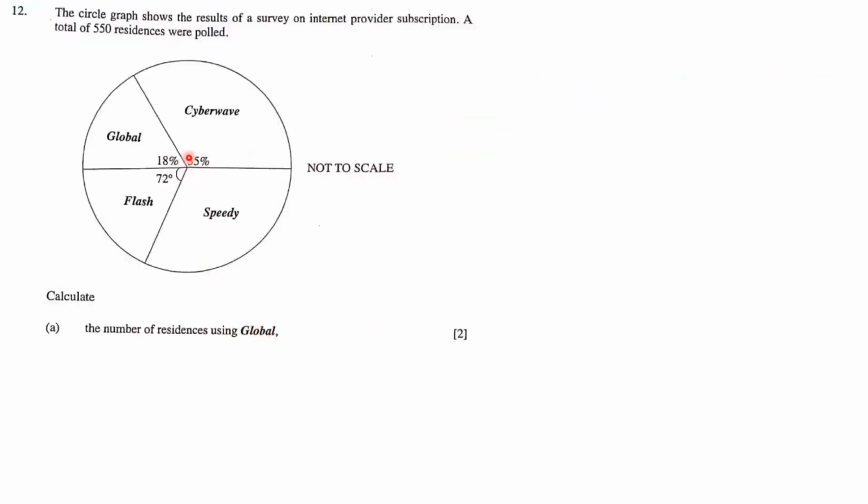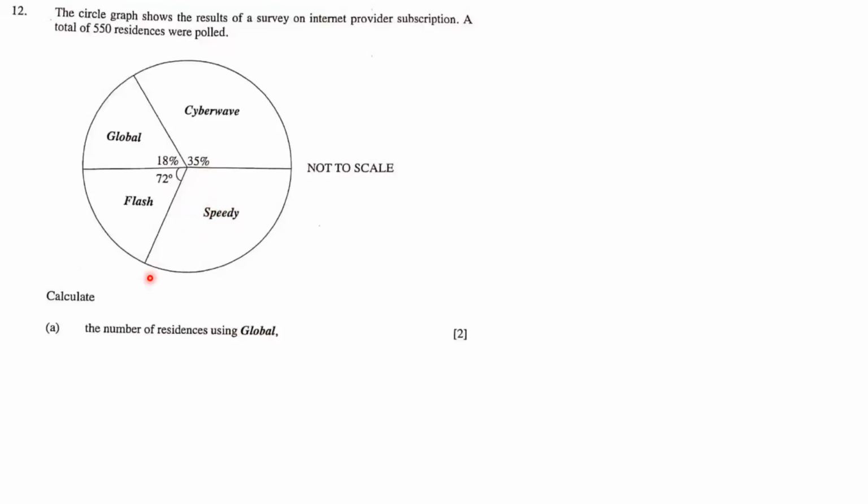It says, the circle graph shows the results of a survey on internet provider subscription. A total of 550 residents were polled. So we have Cyberwave, that's 35%, Global, which is 18%, Flash, which is 72 degrees, and Speedy, which accounts for, we don't have any information for Speedy.